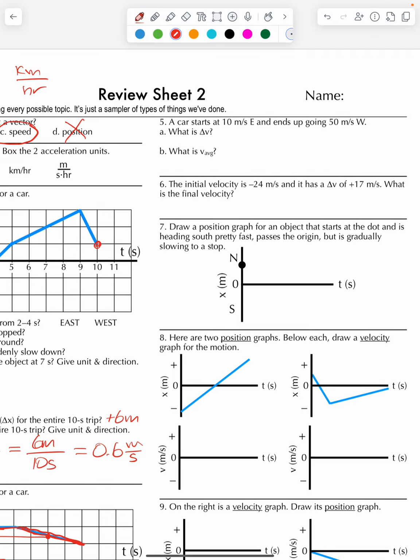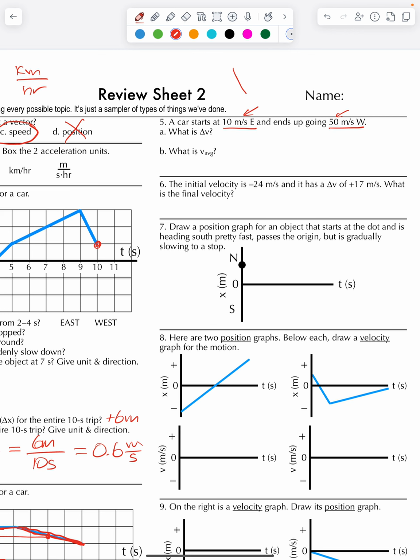So one way we can do that is just think about it logically. We're heading 10 meters per second east. That's our velocity. And then we later are going 50 meters per second west. So what's the change in velocity? Well, to get to 50 meters per second west, I have to lose all that speed, the 10 meters per second east. So I'm going to have to change my velocity by 10 meters per second to the west. Plus, I need to add 60 more meters per second more to the west. So that's going to be 60 meters per second to the west.